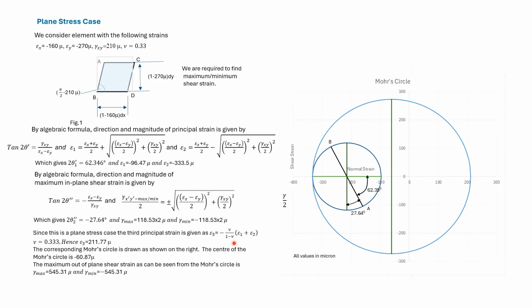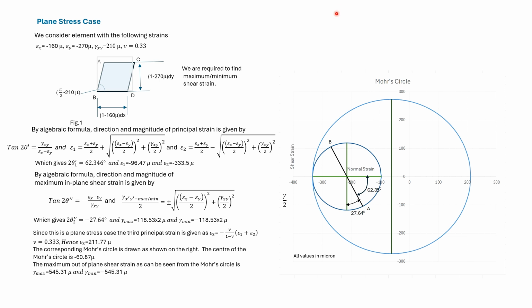Epsilon-3 is given by this formula. With epsilon-1 and epsilon-2 known, we find out epsilon-3. Both epsilon-1 and epsilon-2 are negative, while epsilon-3 is positive. So epsilon-3 is not in between epsilon-1 and epsilon-2. So in this case, the maximum out-of-plane shear strain and the minimum out-of-plane shear strain will be the absolute maximum and minimum shear strain.